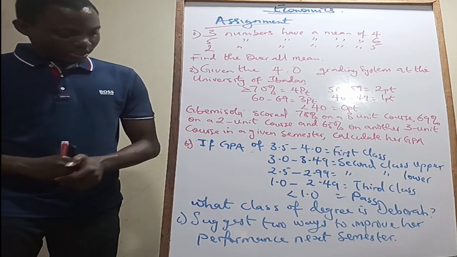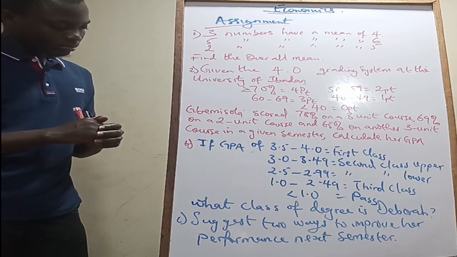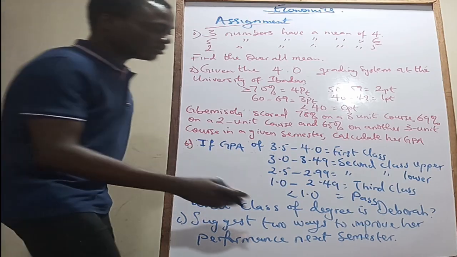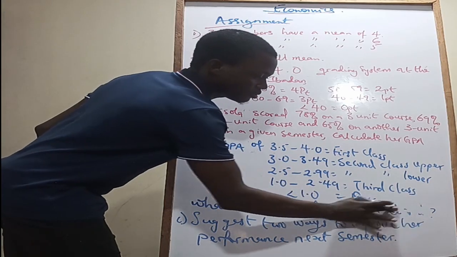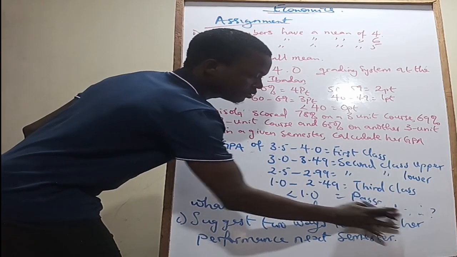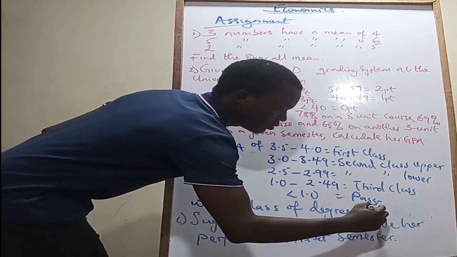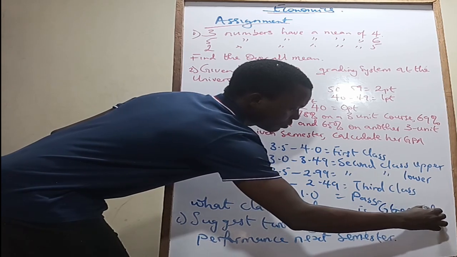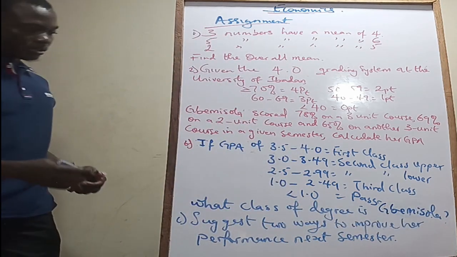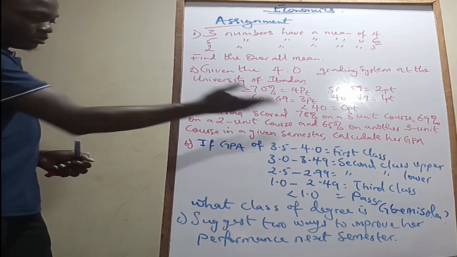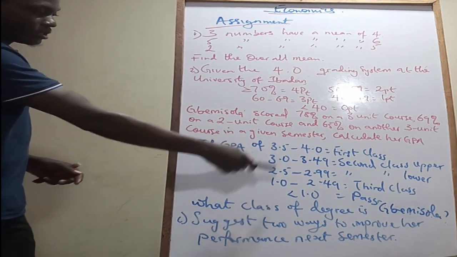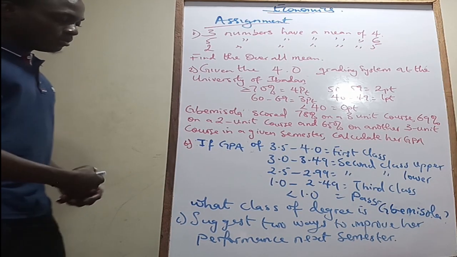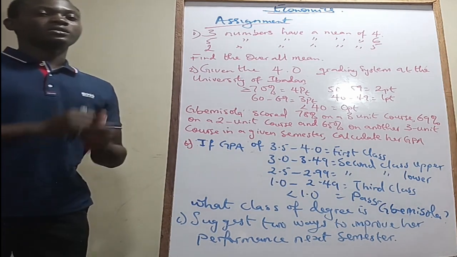Then C, suggest 2 ways. It should not be Deborah, it should be Gbemisola, please, so I don't confuse you. What class of degree is Gbemisola? From your results, from your CGPA, you will know where it falls. Then suggest 2 ways to improve her performance next semester.